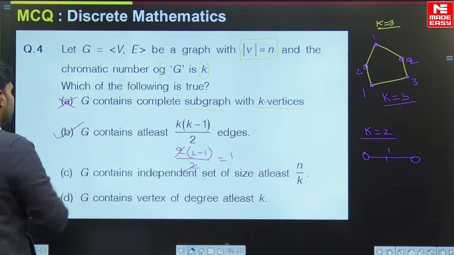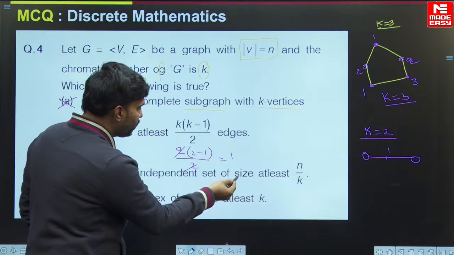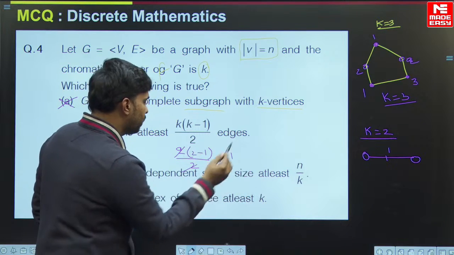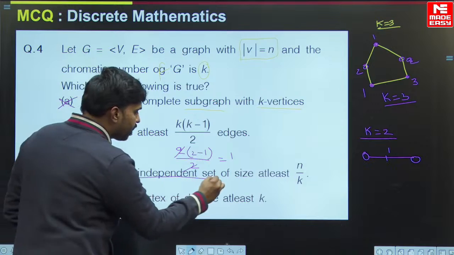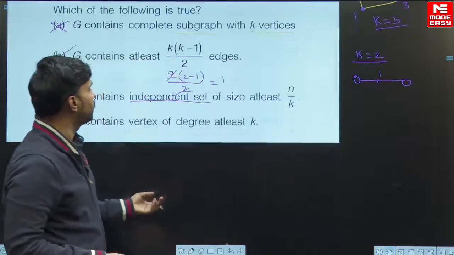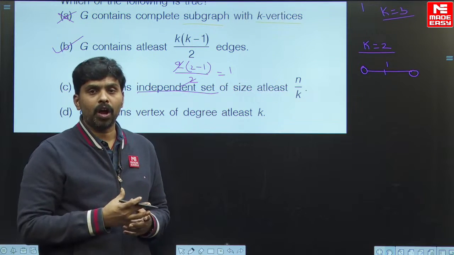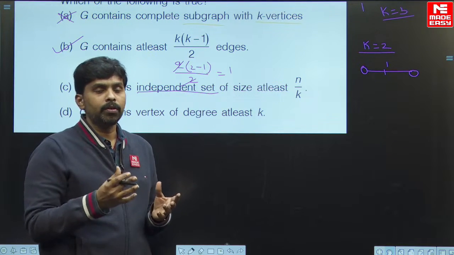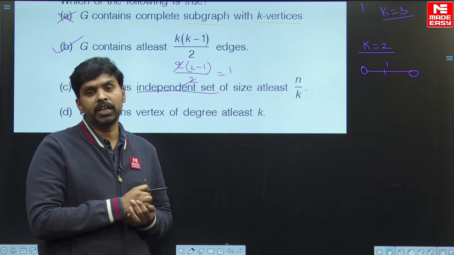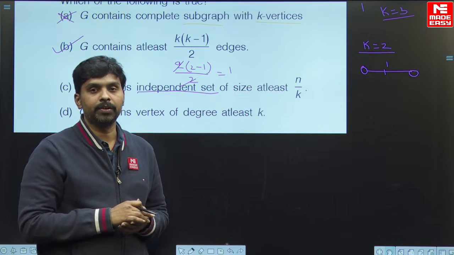So therefore, this is the true answer. And then G contains an independent set of size at least... When it comes to independent sets, there is a direct property. From a tree or from a graph, we can have different independent sets, right or not? Different independent sets of vertices here, right or not?